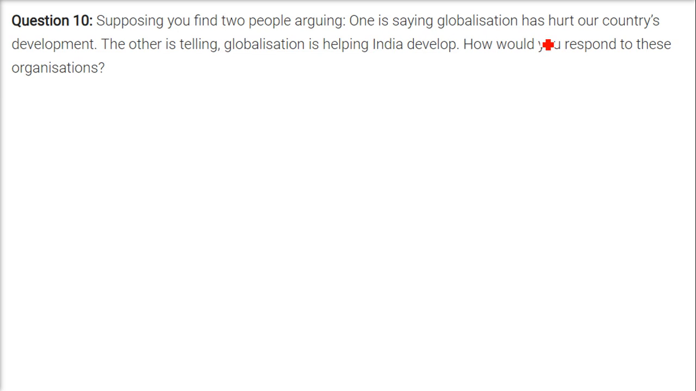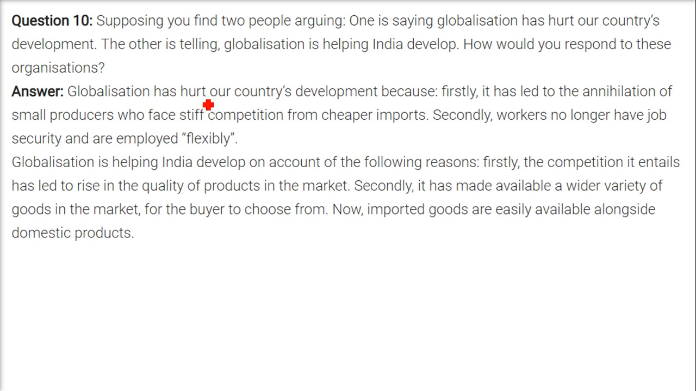Supposing you find two people arguing. One is saying globalization has hurt our country's development. The other is saying globalization is helping India develop. How would you respond to these arguments or these organizations?